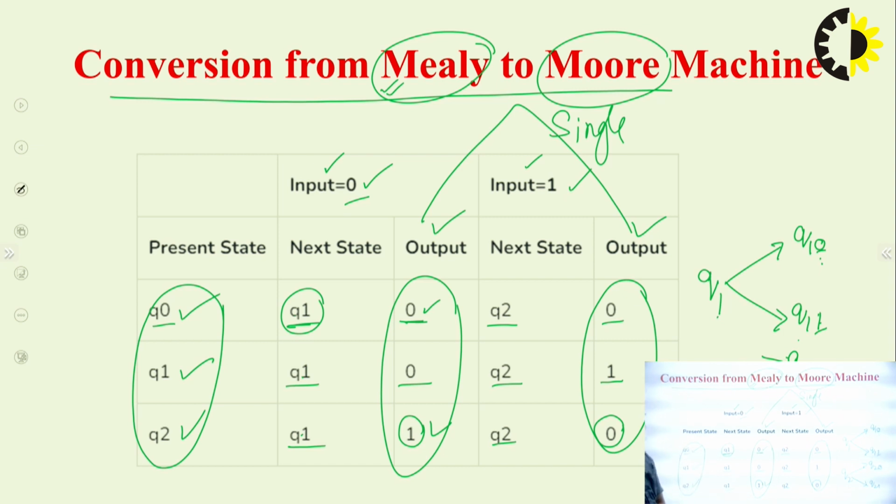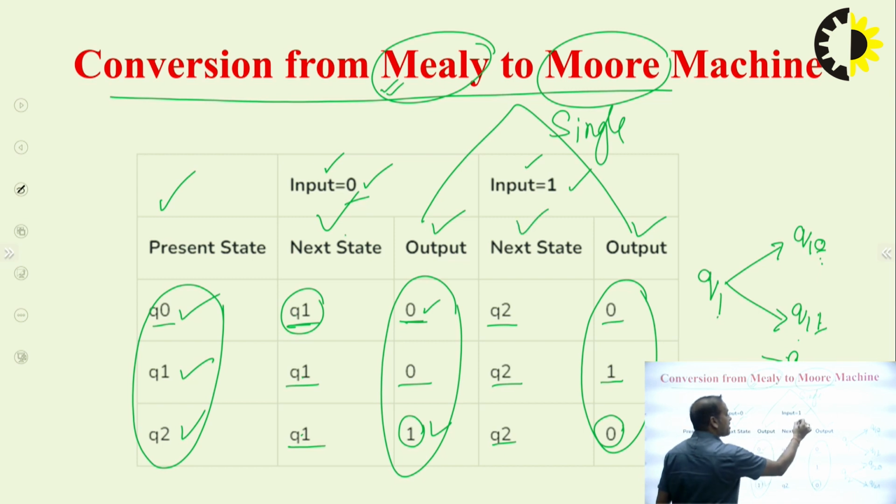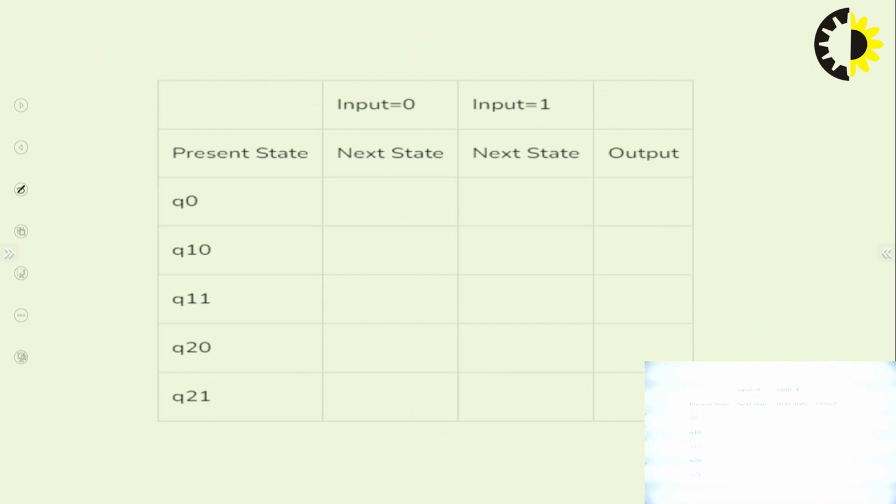If there are more than two outputs, then we have to split the state according to the given number of outputs. Now we have to make a next table. The format of the table is present state, next state for 0 and next state for 1 and one column for output. Here we have to show the format of the next table. In this table we have to take the format of Moore machine.